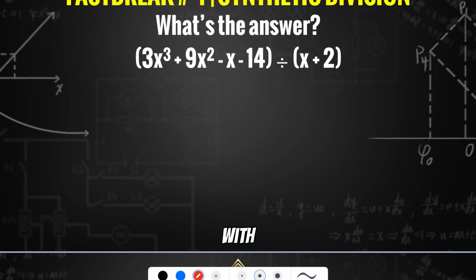So I'll leave you with fast break number 4. You answer this on your own, and then we'll answer this together on our next video. Okay, so it's 3x cubed plus 9x squared minus x minus 14 divided by the quantity of x plus 2. So find the answer, and I'll see you on our next video.